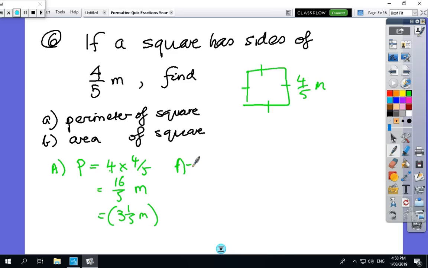The area equals the length times the width, so it's 4/5 times 4/5, 4 times 4 equals 16, 5 times 5 equals 25, and area is measured in metres squared. Okay, so that's the first one. Let's have a look at the next one.